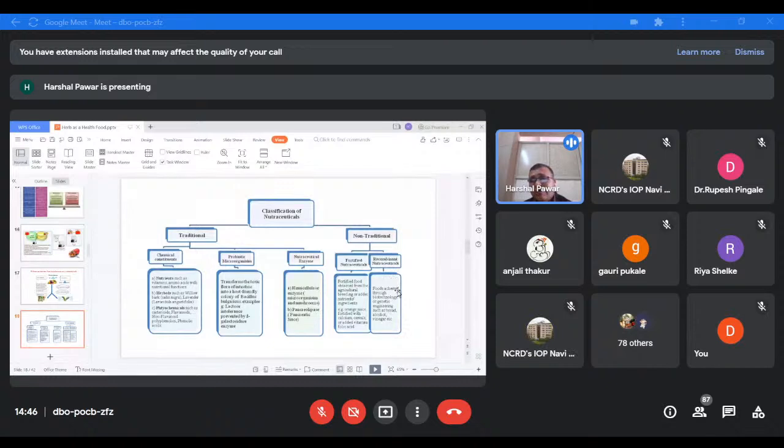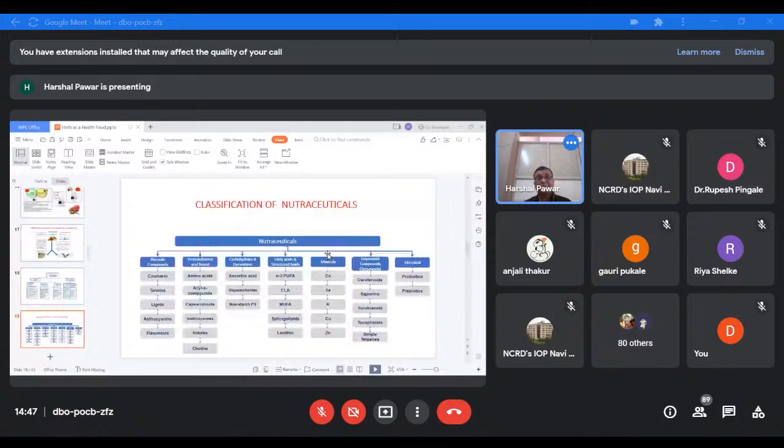Right? In the case of recombinant nutraceuticals, many food products or food ingredients nowadays which we are getting through biotechnology or through genetic engineering, right? Like your vinegar. So these are also sometimes forming a part of nutraceuticals, and they are covered under the category of non-traditional type of nutraceuticals.